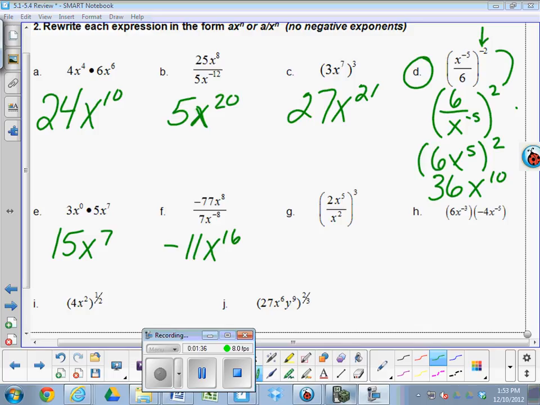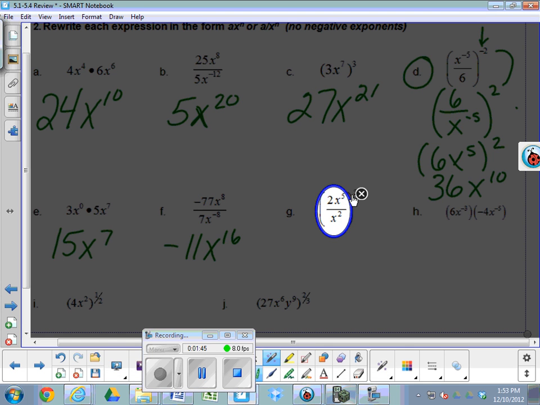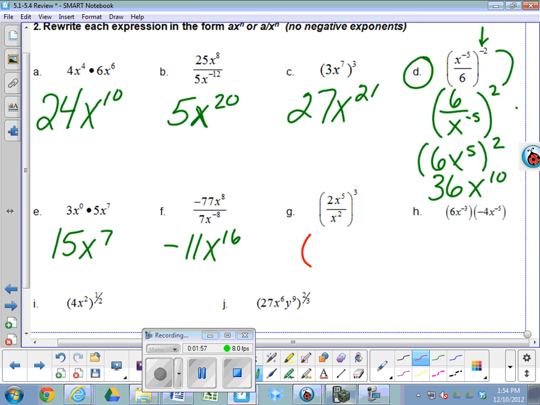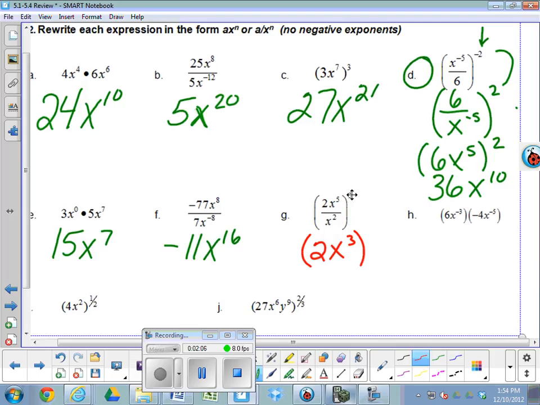Next part, G. So all this stuff is inside the parentheses being taken to the 3rd power. Before I do anything, I'm going to look inside the parentheses to see if anything can be simplified. Can we simplify 2x to the 5 over x squared? How? You subtract exponents. So it's going to be 2x to the 3rd, right? 2x to the 3rd.